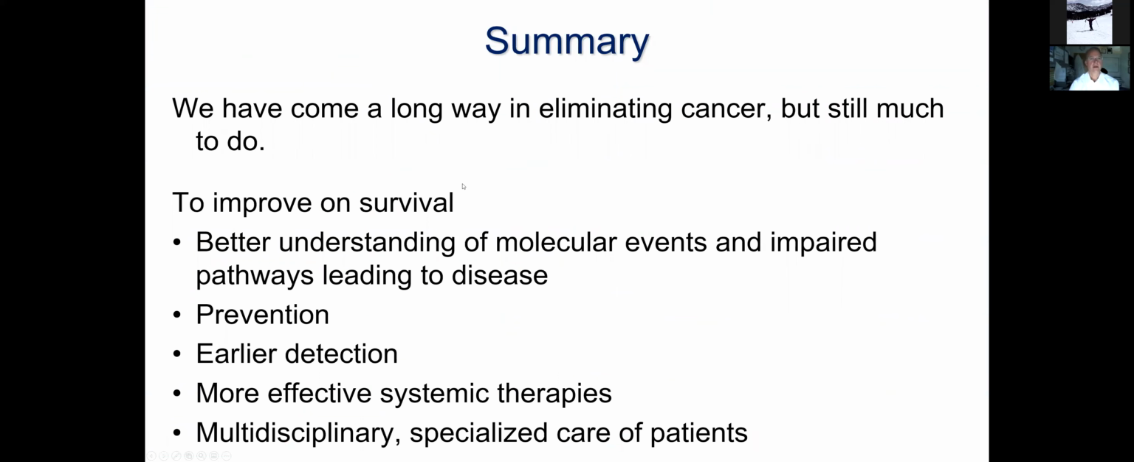So in summary, we've come a long way in eliminating cancer. There's certainly a lot to do. We have a lot of scientists working on better understanding the molecular events, the mutations, and the signaling pathways in cells which lead to this disease. It would be great if we could prevent cancer in the first place, or if you are going to get cancer, if we could detect it early and just get rid of it before it causes any problems. Unfortunately, sometimes it spreads and we need to come up with more effective systemic therapies.